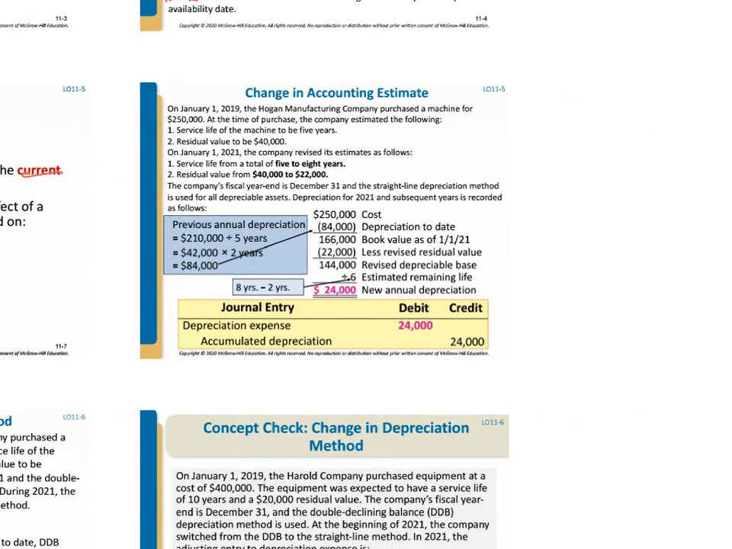As an example here, we have on January 1st, 2019, that Hogan Manufacturing Company purchased a machine for $250,000. At the time of purchase, the company estimated that the service life was going to be 5 years and that the residual value was going to be $40,000.